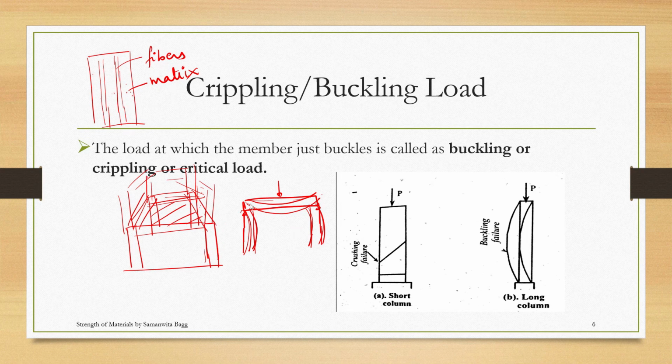So this is all about the columns and the beams and the buckling or crippling that can happen in the columns. Now this kind of a structure is made so that the buckling or crippling doesn't happen. But if at all it is to happen, it would be something like this. This is called buckling failure. And when you apply the load on a short column, what you can see is a crushing failure.